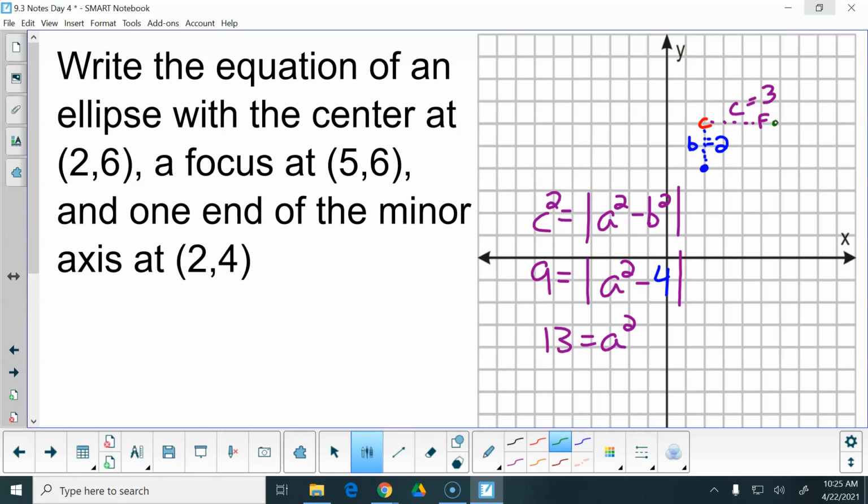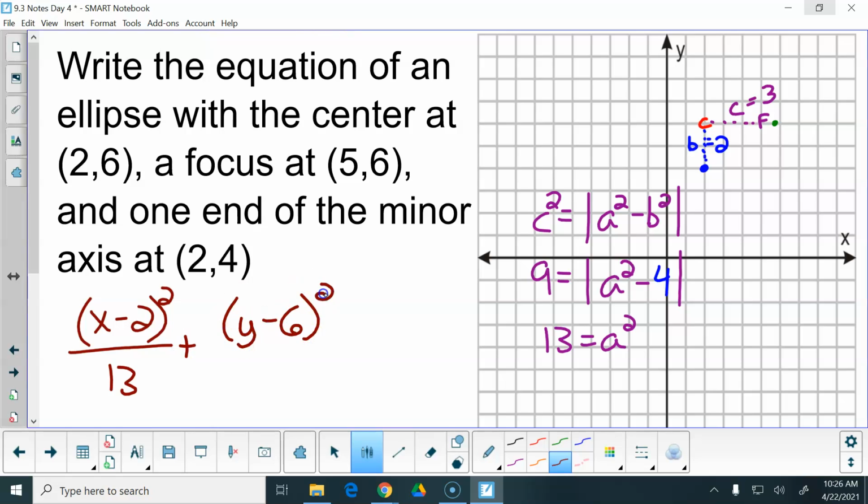Right. Yeah. So the equation then would be x minus 2, quantity squared, all over 13, plus y minus 6, quantity squared, all over 4, equals 1.